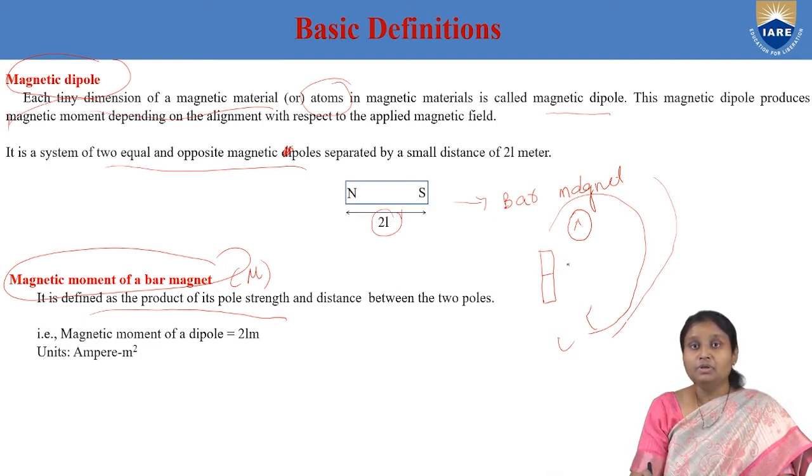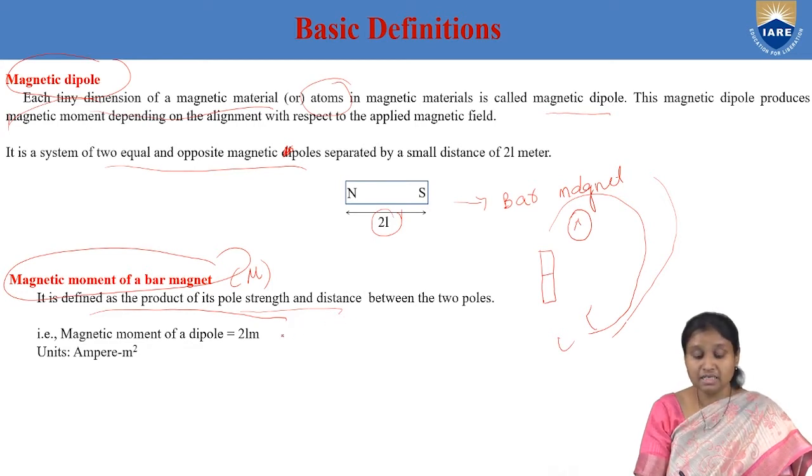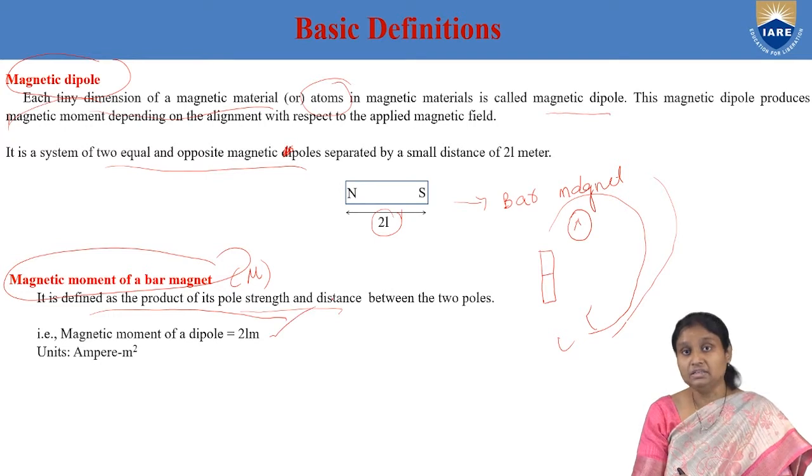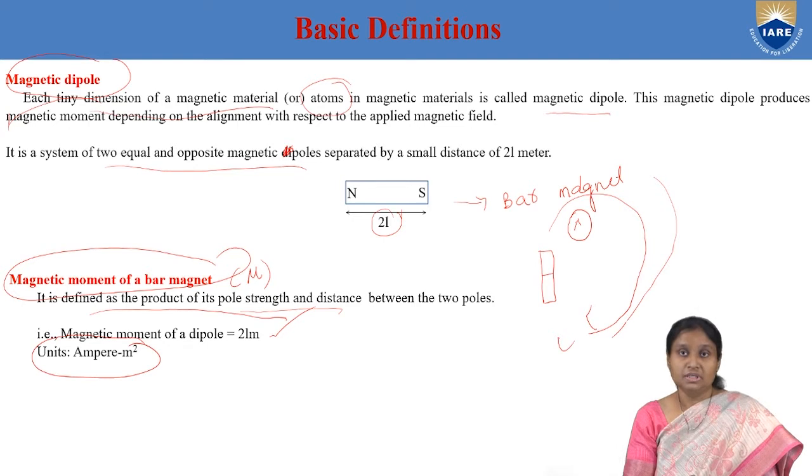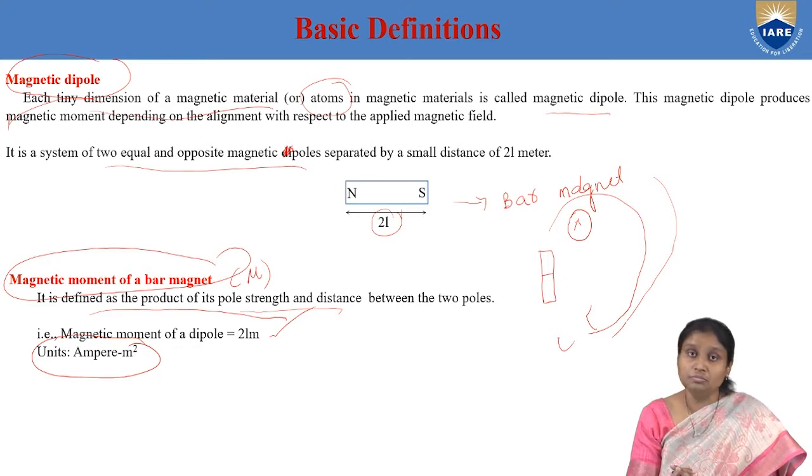So here, when we consider magnetic moment, it is the product of its pole strength and the distance between the two poles. That is called the magnetic moment of a magnetic dipole. It is just like our electric dipole. In case of an electric dipole, we considered the product of charge and the distance between two charges. And here we have taken pole strength and distance between two poles. And what is the unit for magnetic moment? It is ampere meter square. Whereas when we considered the electric dipole moment, what is the unit we took? There we took it to be coulomb meter.